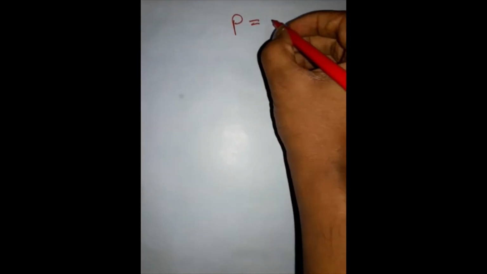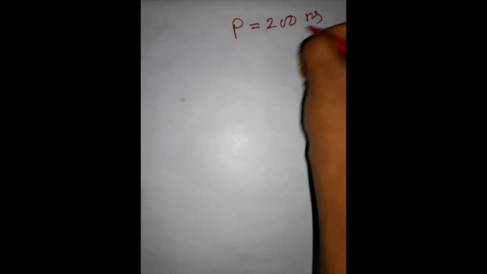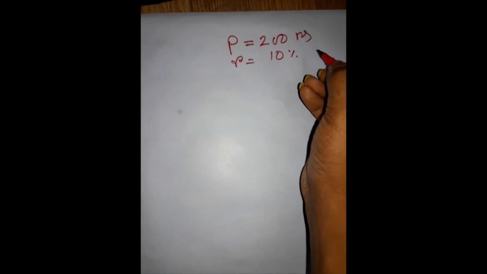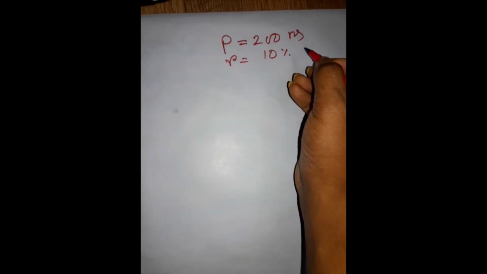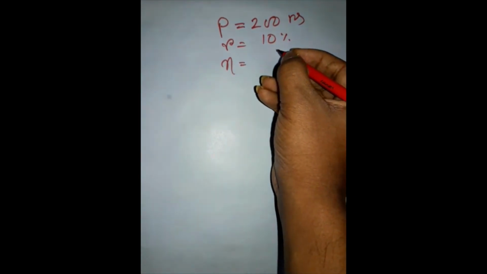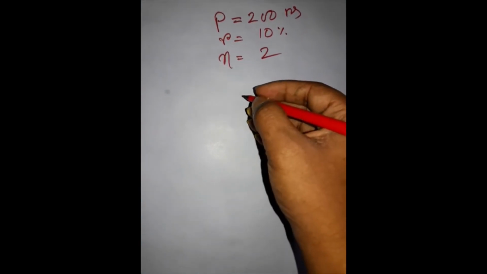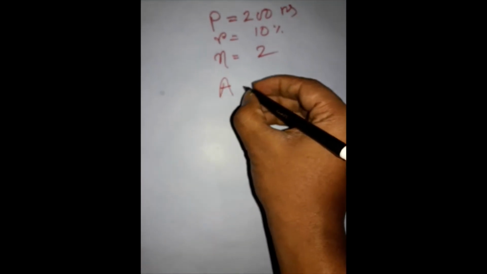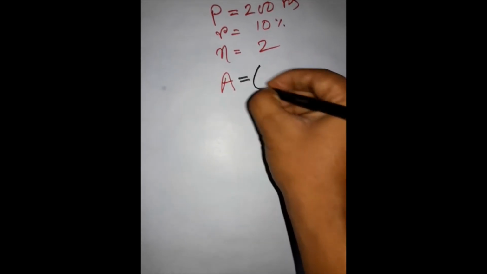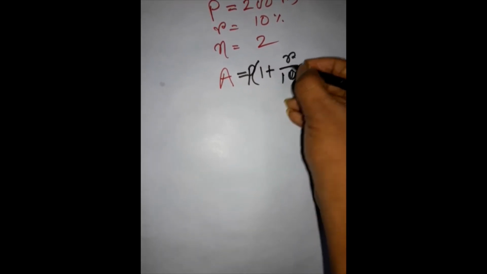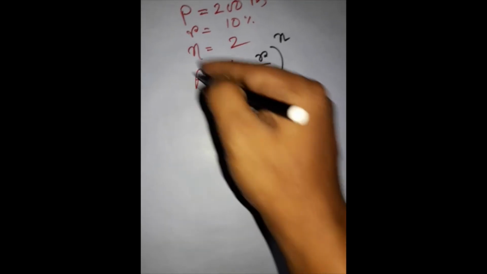Here is the explanation. If your principal amount is 200 rupees and your R is equal to 10%, which is calculated annually, not quarterly, not half yearly, not monthly, and if your n, that means the number of years, is 2 years, then what do you need to do to find the exact amount? What is the formula of amount? The formula of amount is P(1 plus R by 100) to the power n, right? So this is the formula here.